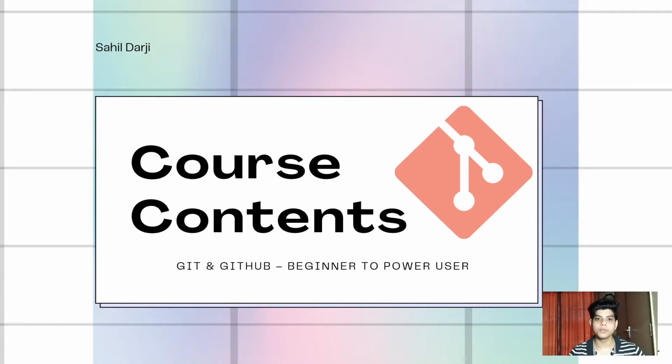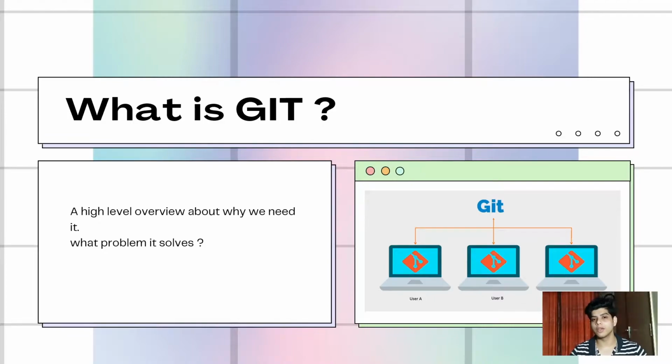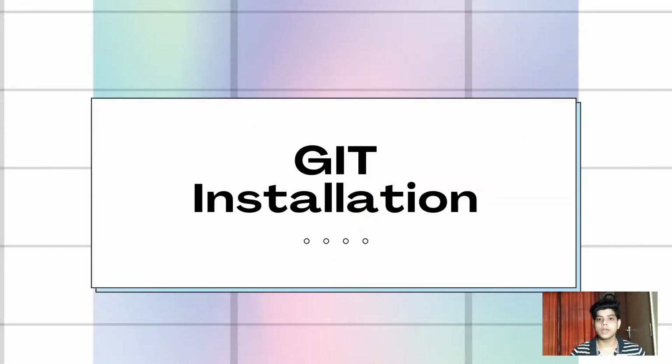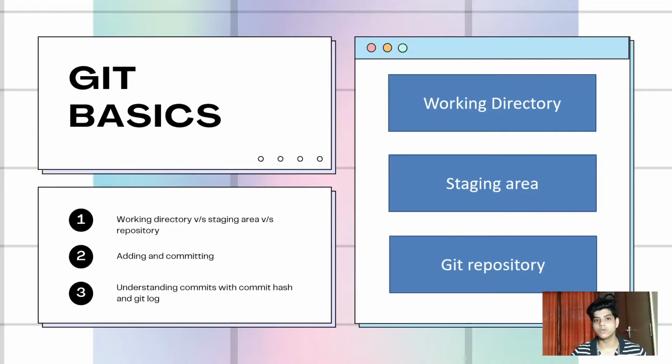In this video, firstly, we'll be starting with the very basics: what is Git, a high-level overview, and what problem it solves. So this is going to be very light, and we're going to start very easy. Then we will move to Git installation. This also is a part of the course, and then we would be going to the Git basics.